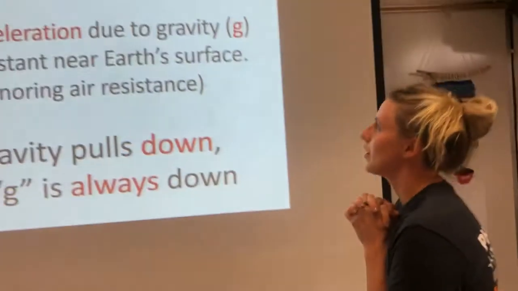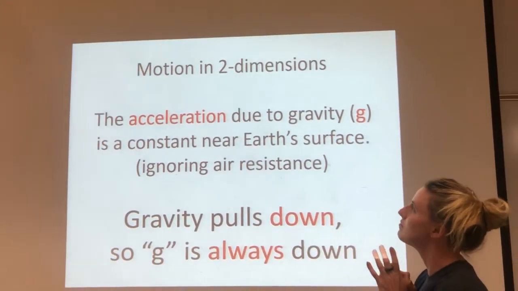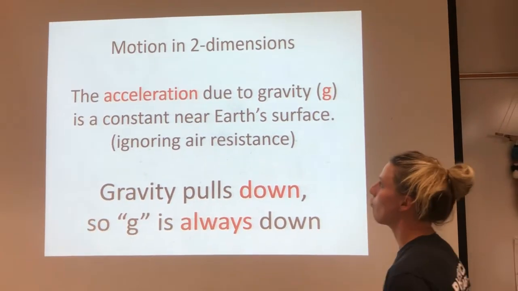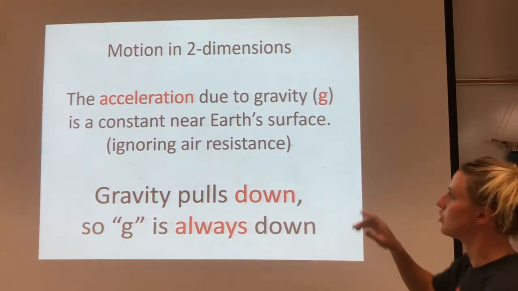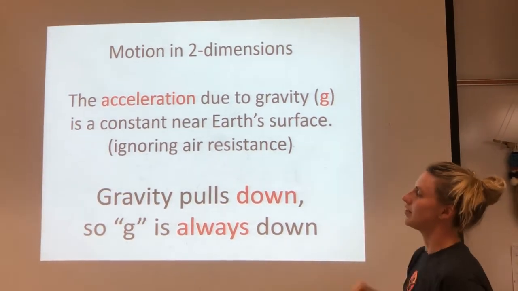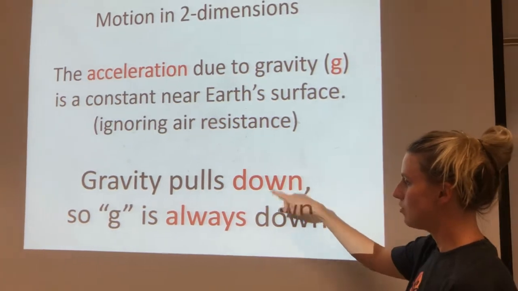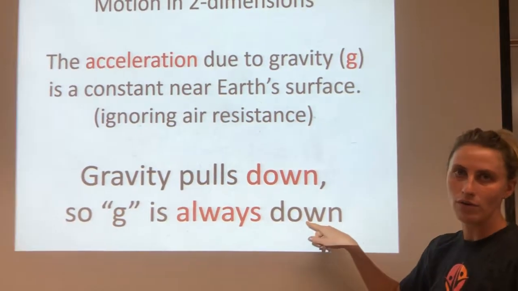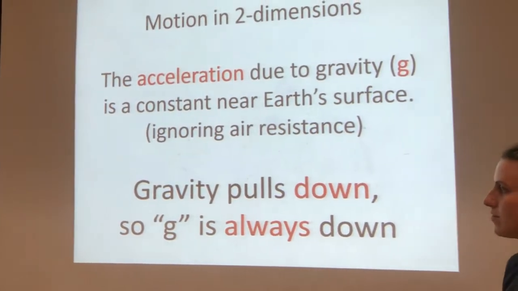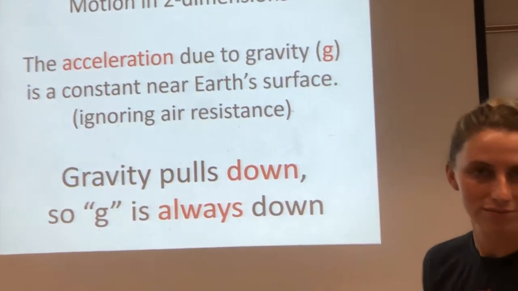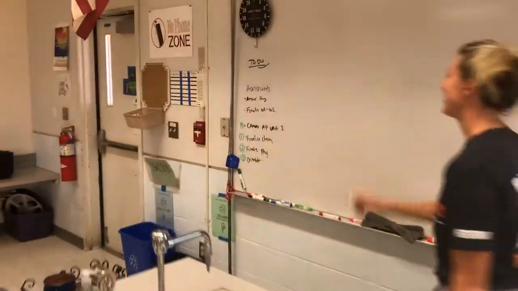So we're going to be talking about motion in 2 dimensions. Let's talk about something that we know. We know that the acceleration due to gravity is a constant near Earth's surface, ignoring air resistance. Gravity pulls down, so g is always down. In this class, for AP Physics, we will always use -10 meters per second squared.